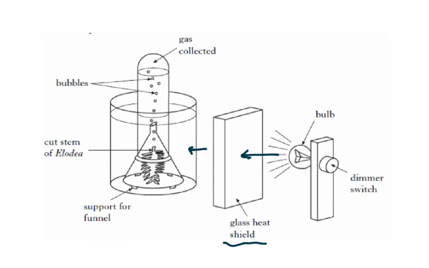So we place a heat shield in front of the light source. It's called a glass heat shield, two sheets of glass with water in it. So it allows light to pass but will not allow the heat rays to pass.